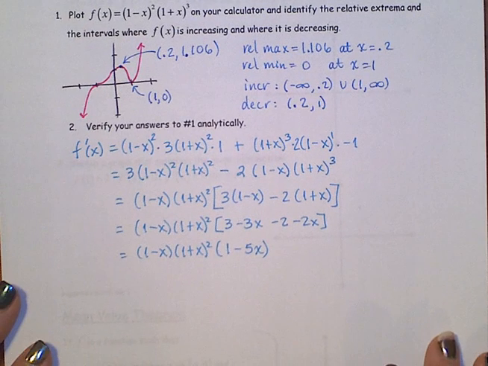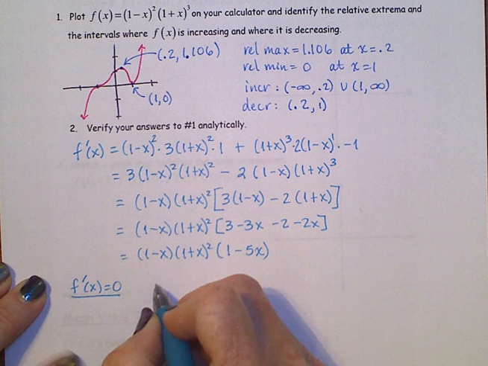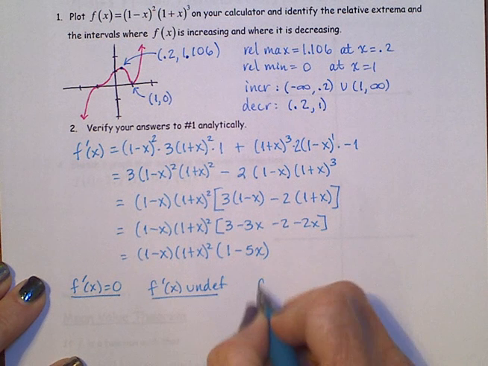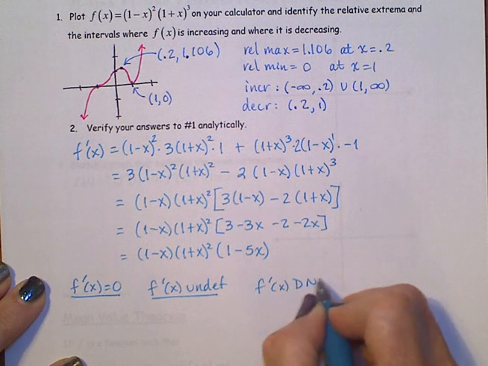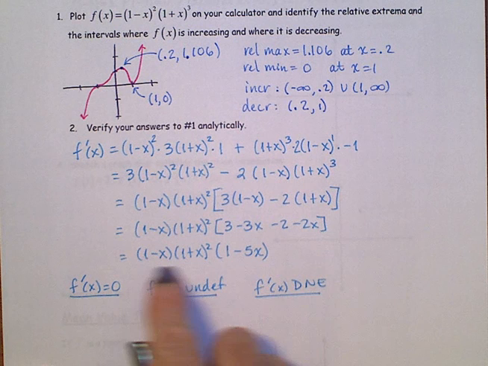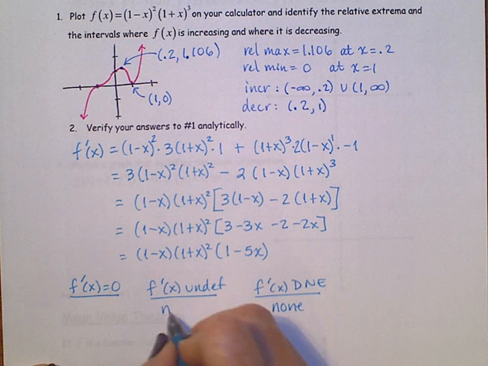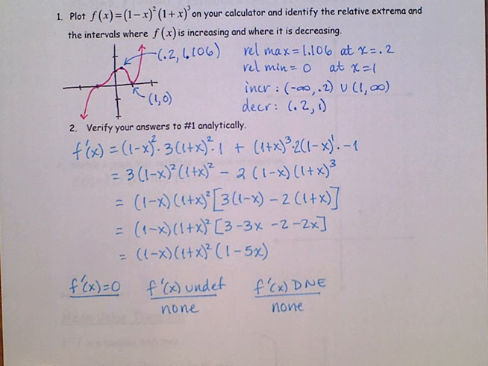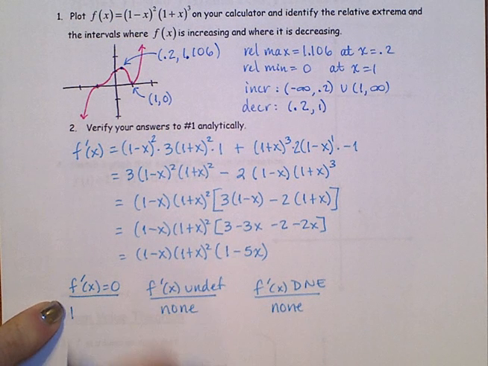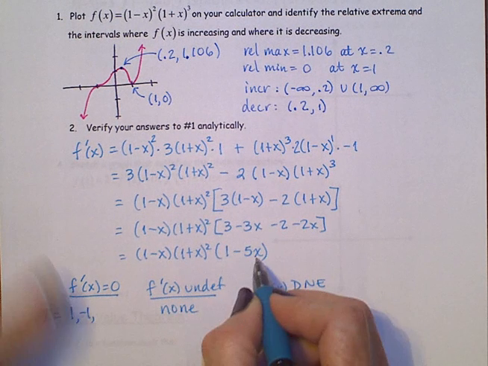Once we're here, then we need to look for where f prime can equal 0, where f prime of x is undefined, and where f prime of x does not exist. Nice polynomial here for our derivative, so there aren't any non-existent values or undefined values for the derivative. F prime equal to 0 can happen here at 1, at negative 1, and at 1/5.